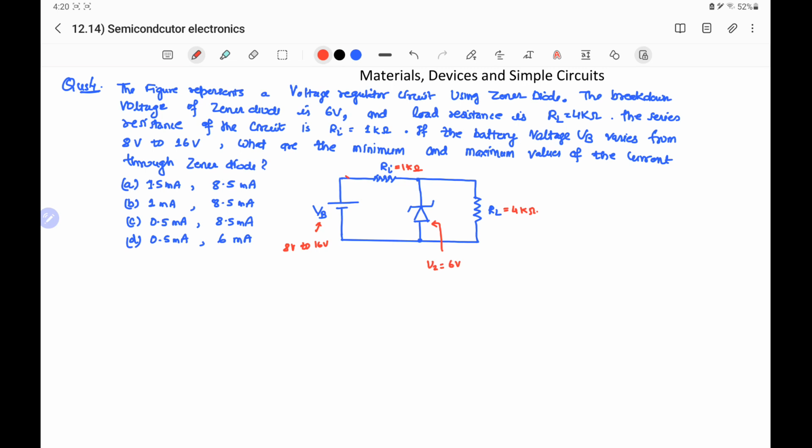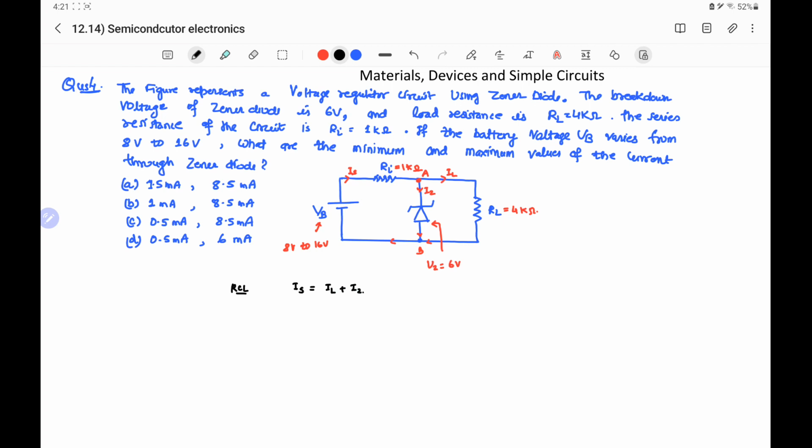This VB gives the source current IS, which at junction A divides into two currents. One is the load current, this is IL, and another is the Zener current IZ. And at junction point B, they again reach and constitute the IS and reach the battery, completing the circuit. So using Kirchhoff's current law, we know that incoming current, which is the source current at junction A, must equal the outgoing current, that is IL plus IZ.